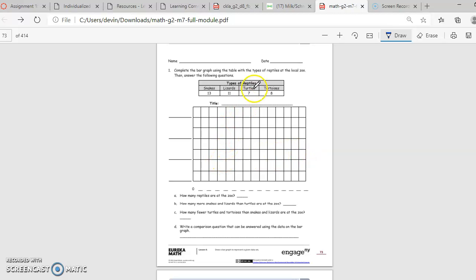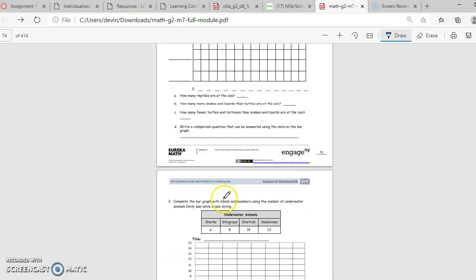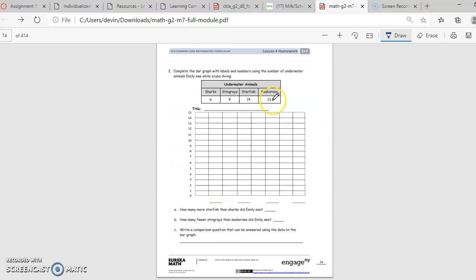The homework pages, same thing. You bring the title down from the table to the chart. This bar graph is going side to side in rows. You answer the questions. The second page of the homework, it is going vertical in columns. Make sure you label everything and answer the questions.